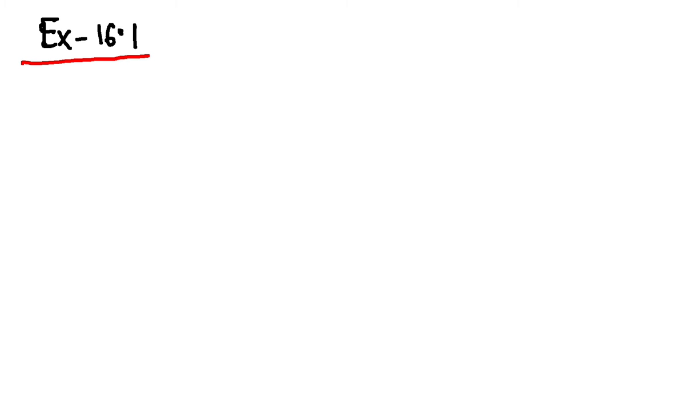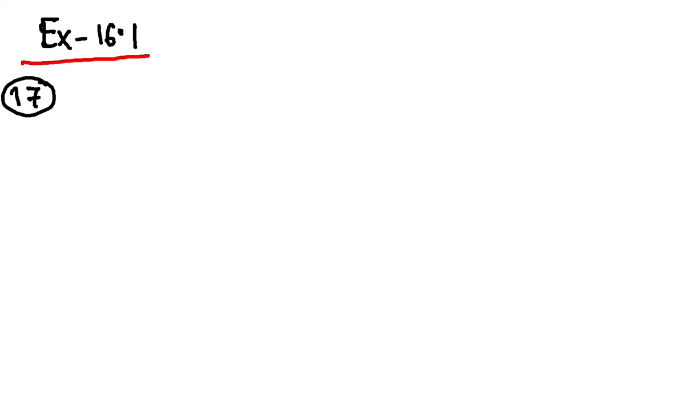Hello students, let us continue with exercise 16.1. Let's go to the word equations now. The very first is question number 17. Please read the statement of the question before solving. Find two positive numbers which have a difference of 5 and whose product is 84.